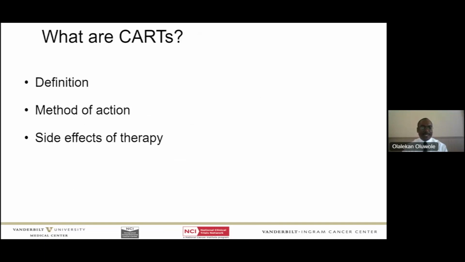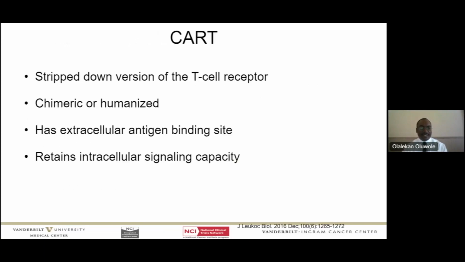So what are CAR-Ts? I will define them briefly, talk a little bit about how they work and some of the side effects of therapy. So just general considerations. A CAR-T is a stripped down version of the T-cell receptor. The T-cell receptor is part of how the body uses the immune response to target elimination of microorganisms and even malignant cells that the body sees as different. So the CAR-T process uses that method to target lymphoma or leukemia or whatever it is that they target.